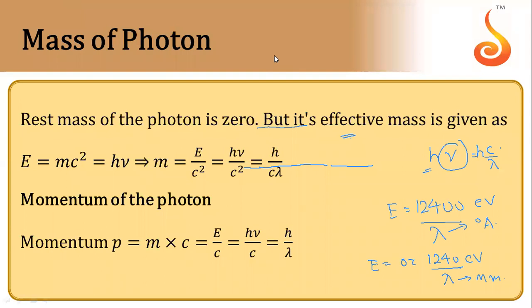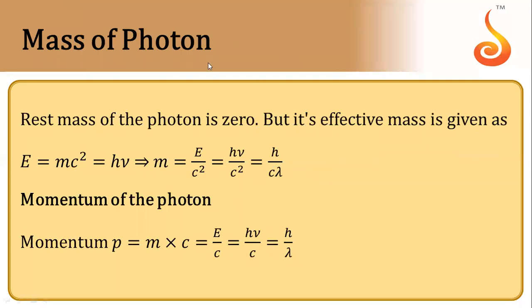Then mass of photon. So we know that rest mass of photon is zero. Rest mass means when photon is not traveling, we'll assume its mass is zero, but its effective mass is given by, so you have energy is equal to mc square, and energy we have already found it is h into nu. So just solve these two. From here you can say mass will be h nu by c square. Okay, and nu by c is 1 by lambda. So from here you will get this formula of mass as h by c lambda.